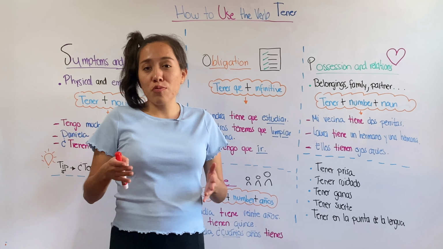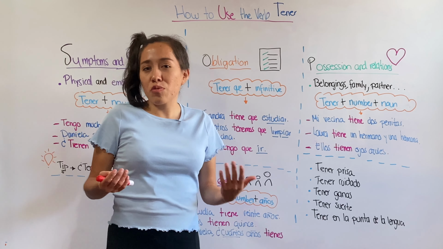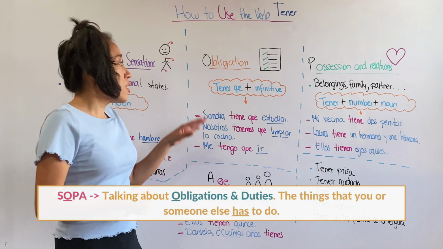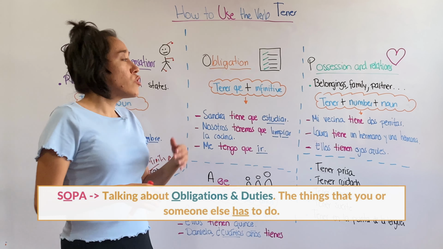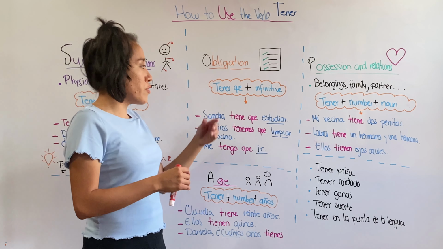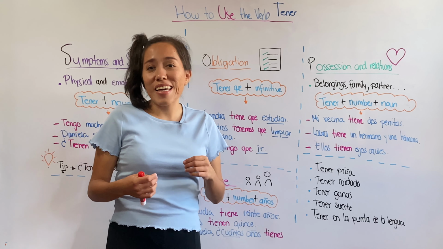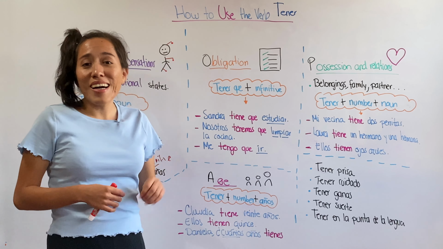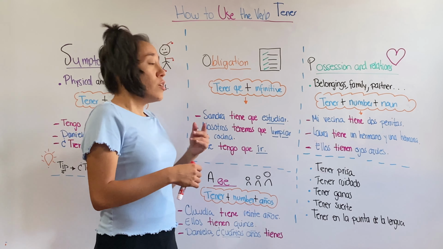Another common use of tener is to talk about obligations, and this is very straightforward. You're going to use tener to talk about duties and obligations you have to do. To do it, you're going to use tener que plus an infinitive. Let me show you. Sandra tiene que estudiar. Sandra has to study. She didn't do well on her exams.